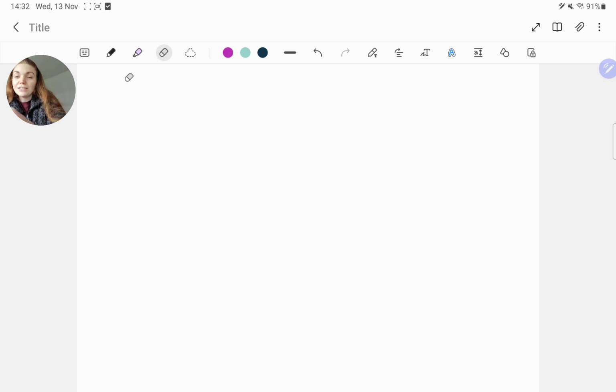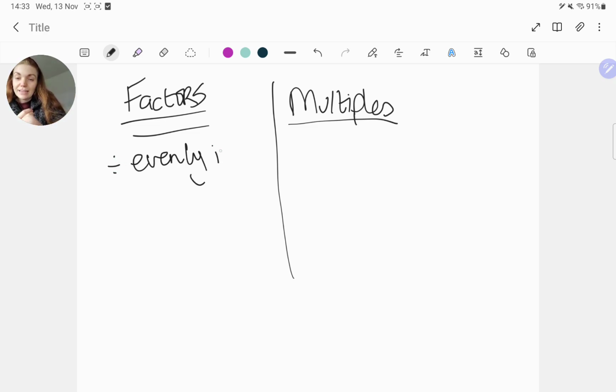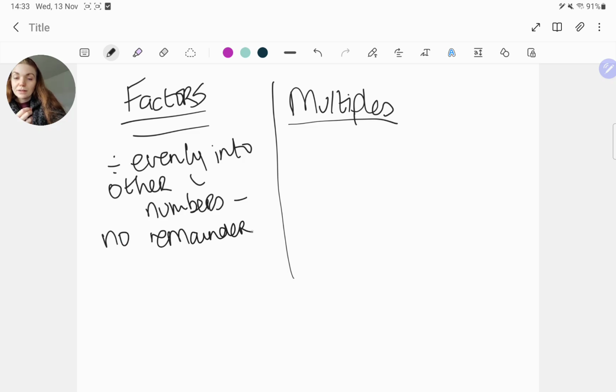Okay, so these are often two things that kids get muddled up. So factors and multiples. Factors are numbers that divide evenly into other numbers. In other words, there's no remainder. So there's no remainders with factors. We cannot be carrying over to give decimal points.